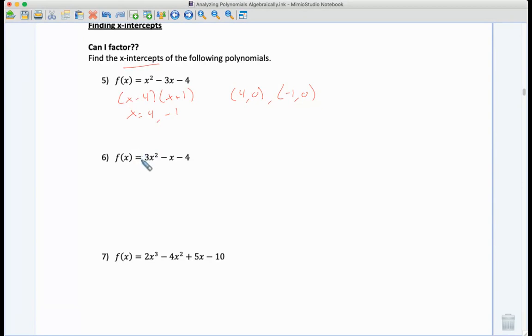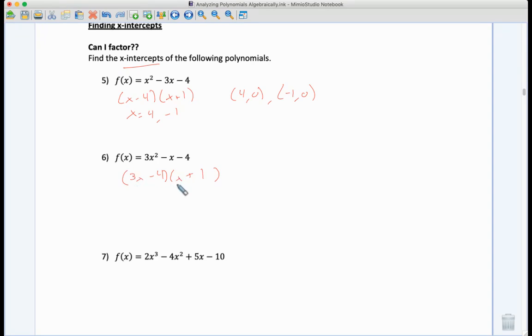I can repeat this process here. I've got 3x squared minus x minus 4. Once again, same concept. However, with the leading coefficient being something other than 1, it might be a little challenging depending upon the problem. Well, I know that one of the terms has to be 3x and the other one has to be x. Those are the only two values that are going to multiply together to give me 3x squared. And I need two numbers that when multiplied together give me negative 4, but when added together give me negative 1. So I believe we are going to end up with a negative 4 over here and a positive 1.